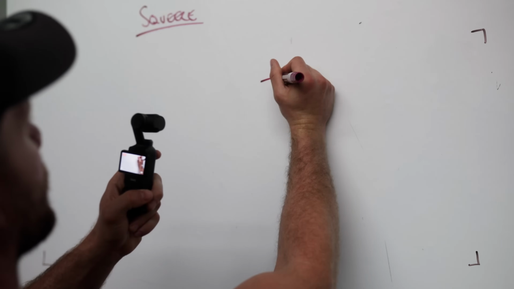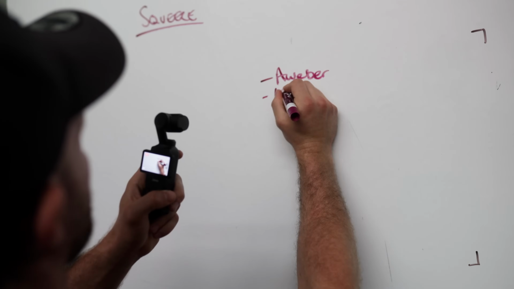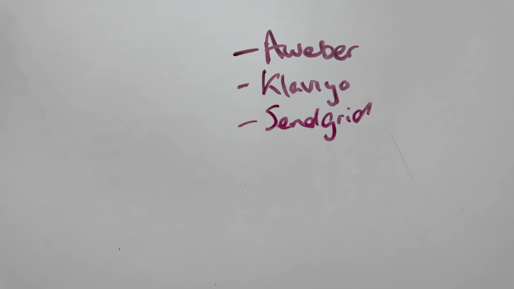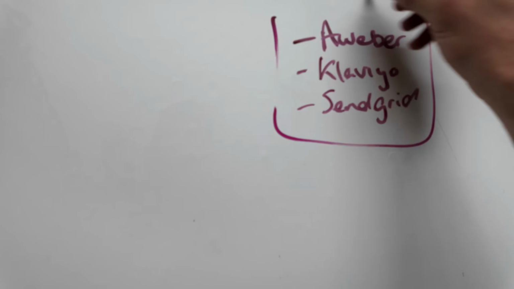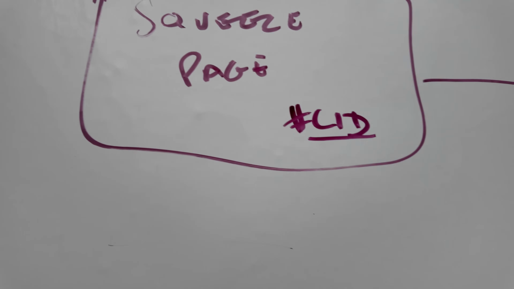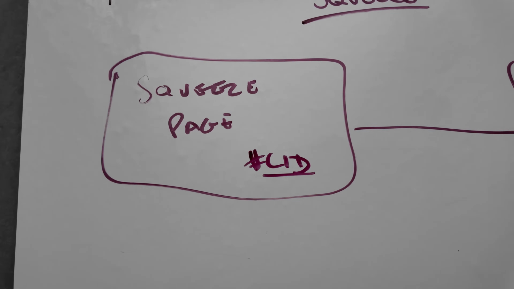My favorite platforms for this are Aweber, Klaviyo, and SendGrid, in that order. These are the places that curate all the email addresses for you. Then to get the email addresses on here, you're going to need a squeeze page. For any of you watching this, there is a link in the description, 30 days and 30 ways. You can feel free to copy mine.